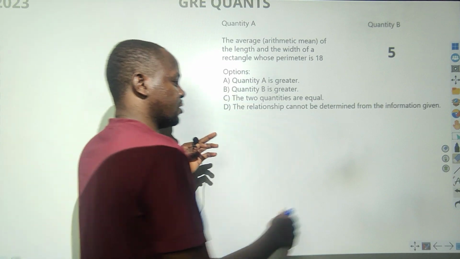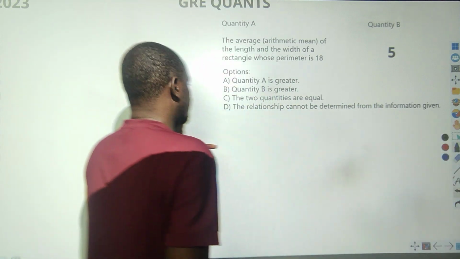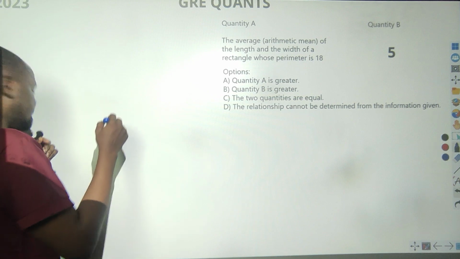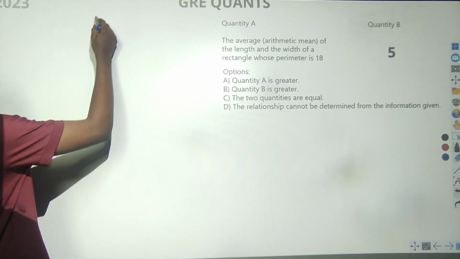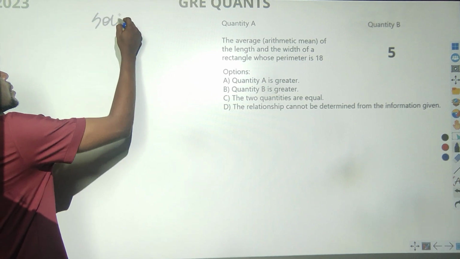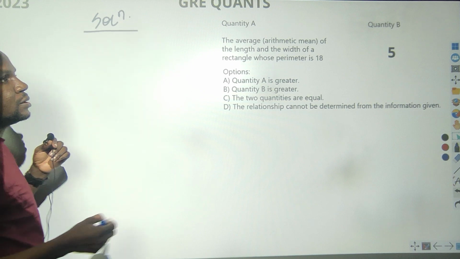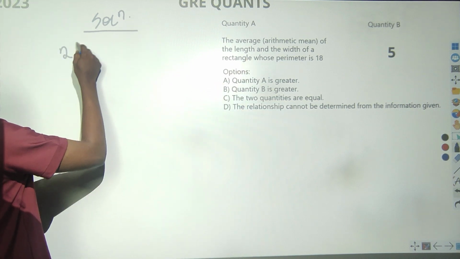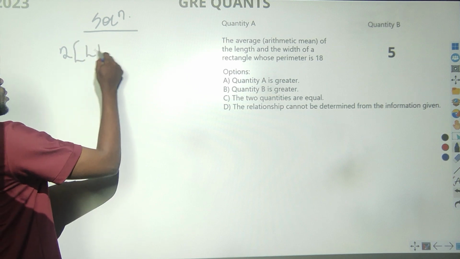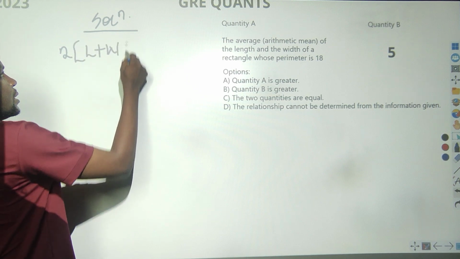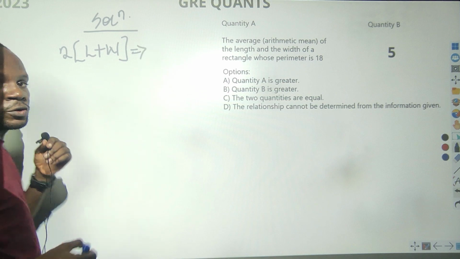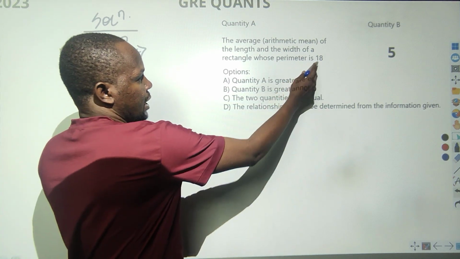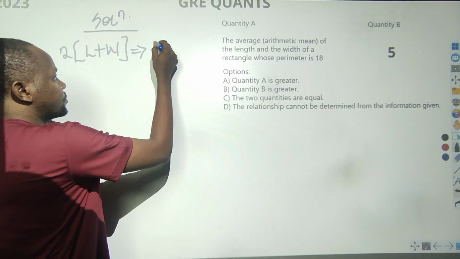Now from this first statement, we can just quickly write, as usual, that the solution to this will be the perimeter of a rectangle. The perimeter of a rectangle is 2 open brackets, length plus width. And this is given to be equal to 18, as you can see.